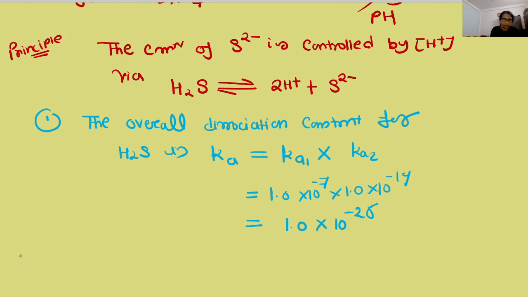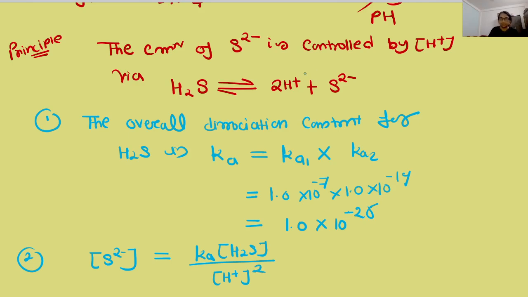Now in step number 2, calculation of the sulfide ion concentration. We can calculate the sulfide ion concentration as Ka times the concentration of hydrogen sulfide divided by the concentration of the H plus ion, according to our equation, with 2 as the power.